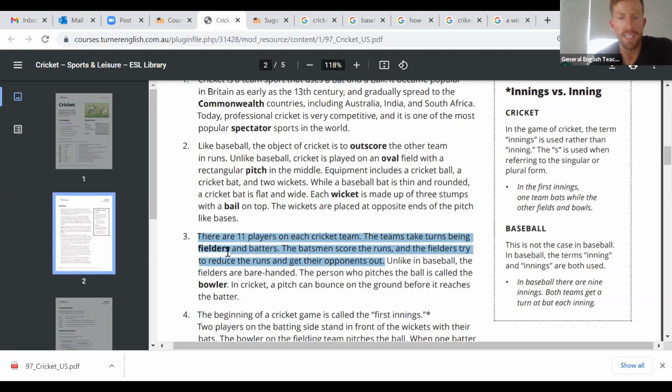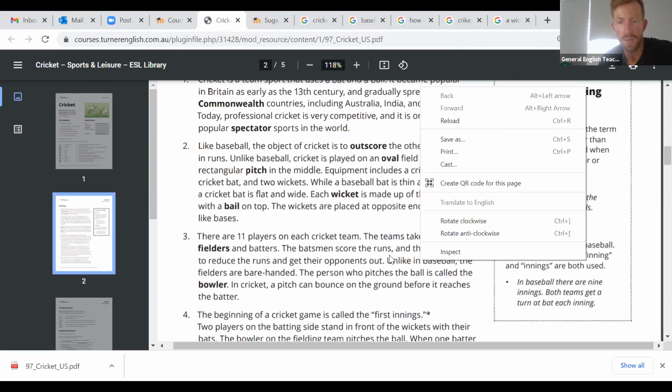Right. So guys, basically the fielder is the person who is on the pitch and the batter is the person who does the batting. The fielders are the people who try and catch the ball. And the batter is the person who's outside. So basically the batter is like the goal in football. The fielders are the people who run around. Okay. Next person.